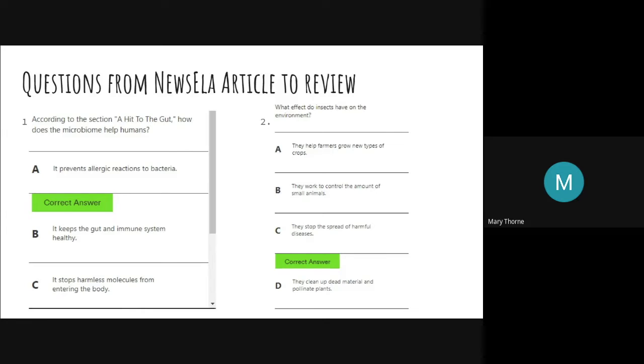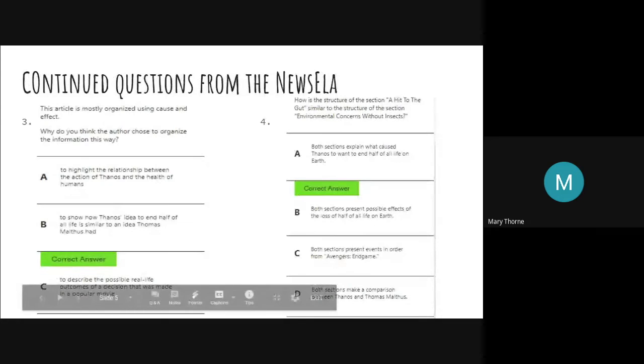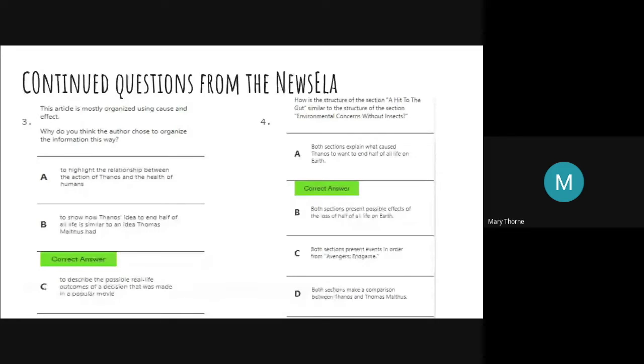For number 2, what effect do insects have on the environment? They clean up dead material and pollinate plants. If you chose that answer, then you are correct. Number 3, the article is mostly organized using cause and effect. Why do you think the authors chose to organize the information this way? Well, it goes back to author's purpose, to describe the possible real-life outcomes of a decision that was made in a popular movie.